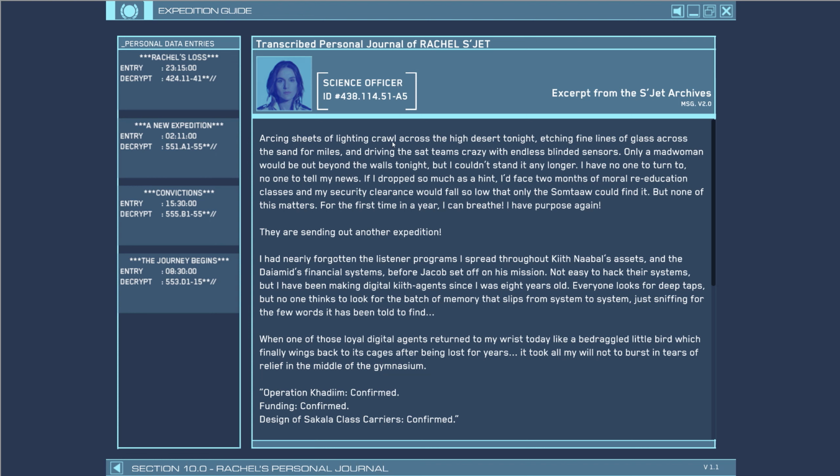Arcing sheets of lightning crawl across the high desert tonight, etching fine lines of glass across the sand for miles, and driving the SAT team crazy with endless blinded sensors. Only a mad woman would be out beyond the walls tonight, but I couldn't stand it any longer. I have no one to turn to, no one to tell my news. If I dropped so much as a hint, I'd face 2 months of moral re-education classes, and my security clearance would fall so low that only the Somtag could find it.